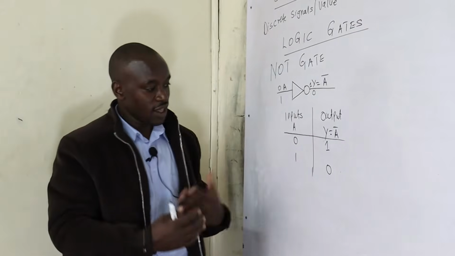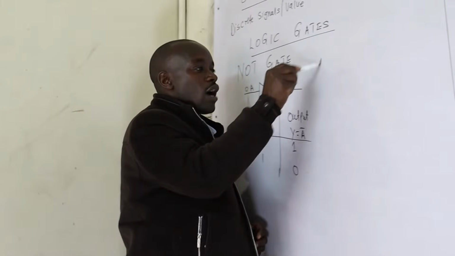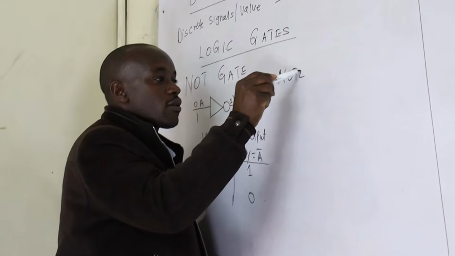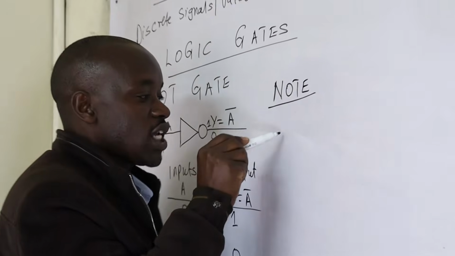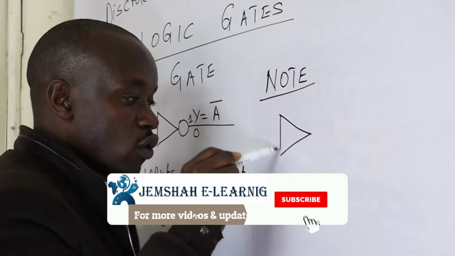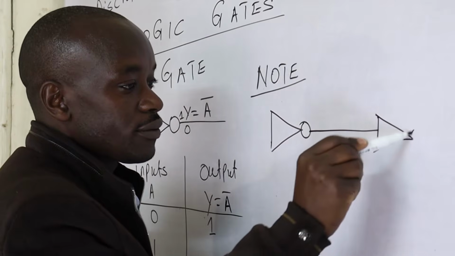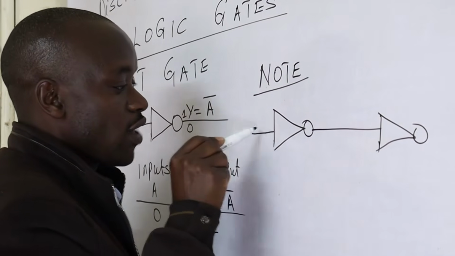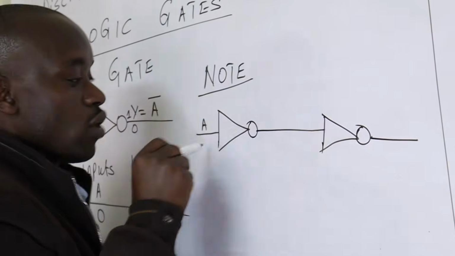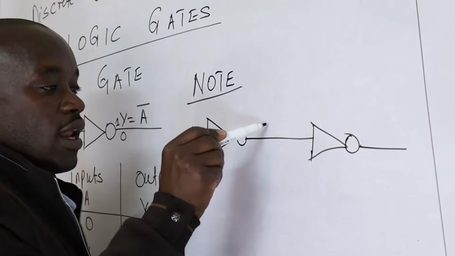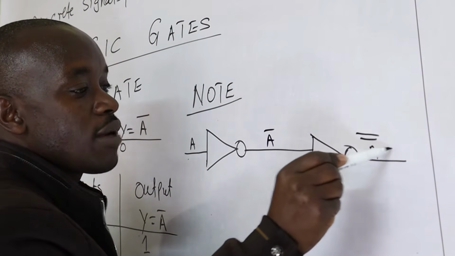So you can see from the truth table that the output of a NOT gate is the opposite of the input. And there is a note I want you to get, that if I have two NOT gates here, another NOT gate here, and then I have the input here, A. If A, then here it will be A bar, here it will be A bar bar, same as A.